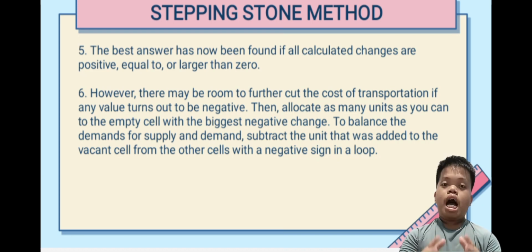And lastly, however, there may be room to further cut the cost of transportation if any value turns out to be negative. Then allocate as many units as you can to the empty cell with the biggest negative change. To balance the demands for supply and demand, subtract the unit that was added to the vacant cell from the other cells with a negative sign in the loop.